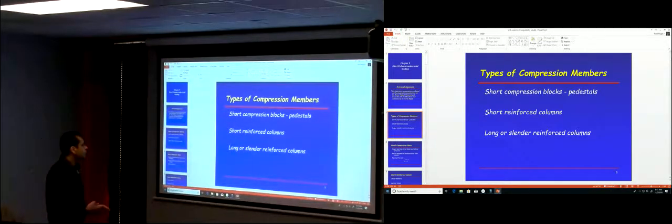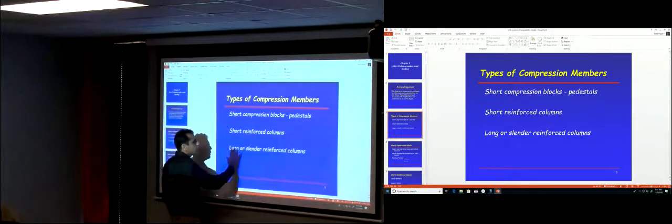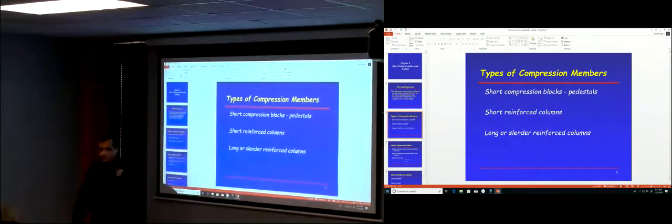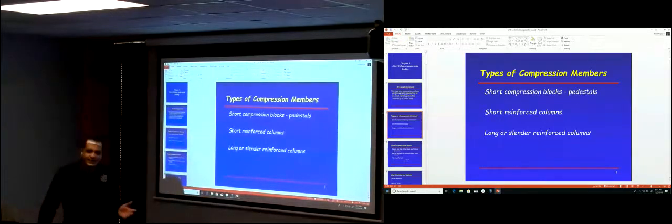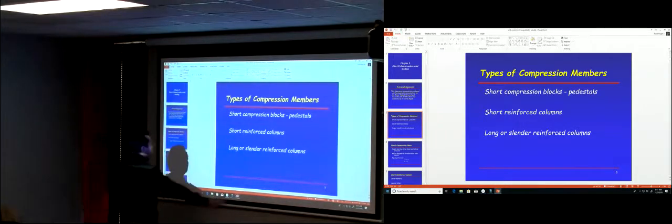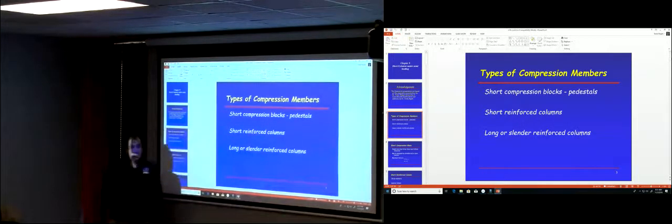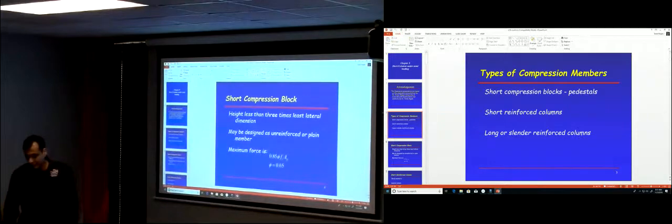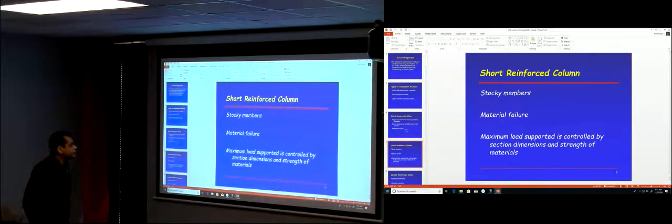For reinforced concrete, we're not going to discuss long slender reinforced columns. Not because they don't exist, definitely they exist. You might have a column that is very long and susceptible to buckling, but it's not a popular thing that happens. Like in this building, all those columns are not slender. They are all short columns. So we're going to focus on the familiar things, the short reinforced columns.